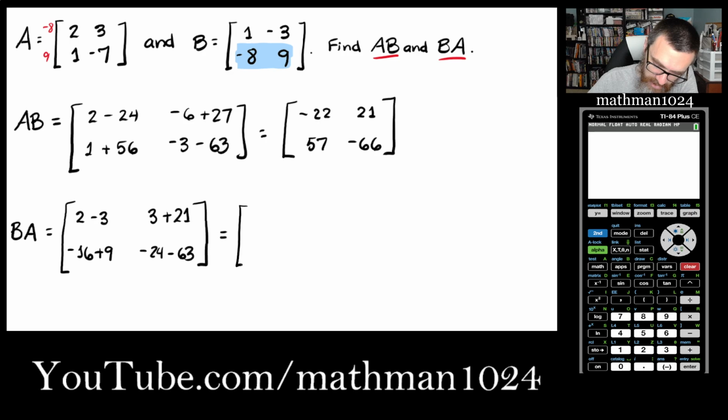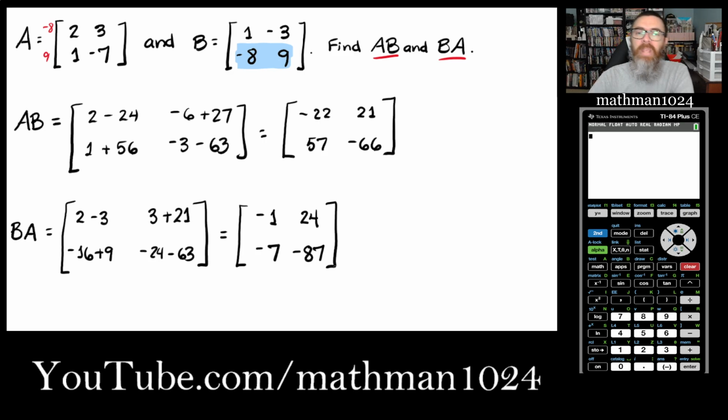All right, so we combine these guys. We have negative 1, 24, negative 7, and negative 87. So we can clearly see that matrix multiplication is not commutative. Even if we have square matrices, right? The dimensions were the same. They're still 2 by 2 at the end, but the result is wildly different. So always make sure you pay attention to how you set things up.